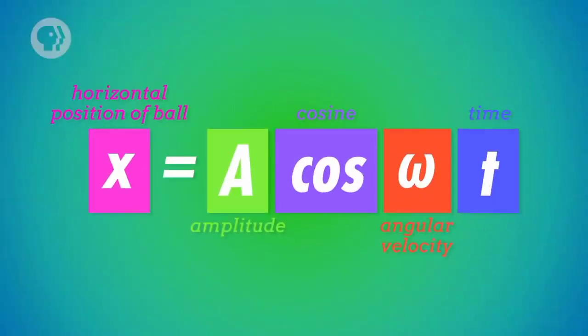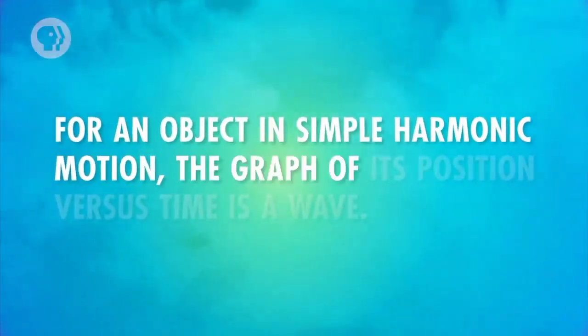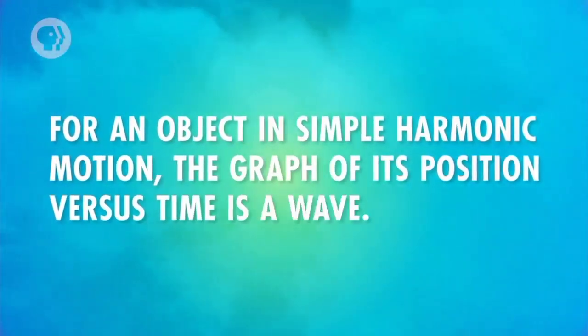And we can simplify this equation too. In the same way that distance is equal to velocity multiplied by time, the angle is equal to the angular velocity multiplied by time. So we can write the equation for the position of the ball as x equals a cosine omega t. And when you graph this equation, something interesting happens. It looks like a wave. We'll be talking a lot more about waves in our next 3 episodes, but for now, it's helpful just to see the connection here. For an object in simple harmonic motion, the graph of its position versus time is a wave, which is why the swaying of the Millennium Bridge looked like a wave.